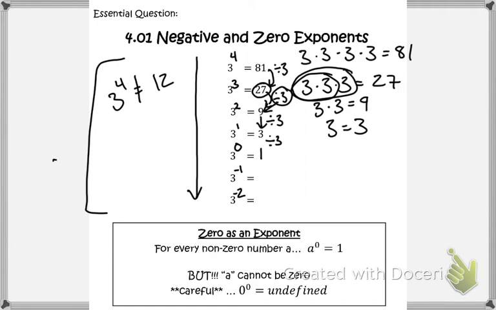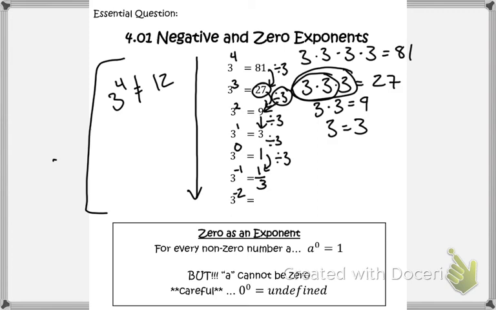Ooh, and here's where it gets fun. What if I have 3 to the negative 1? I'm still continuing the pattern of decreasing exponents, so I'm still going to apply the same rule by dividing by 3. So 1 divided by 3 will give me 1 over 3.